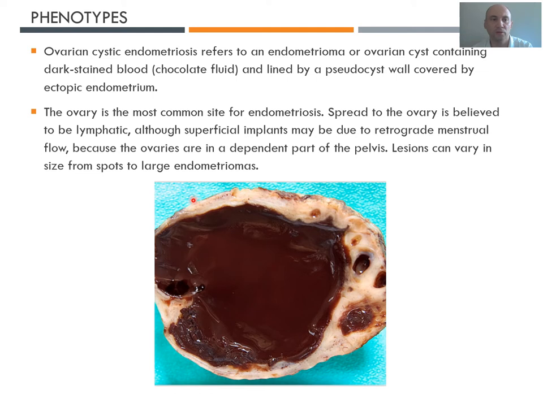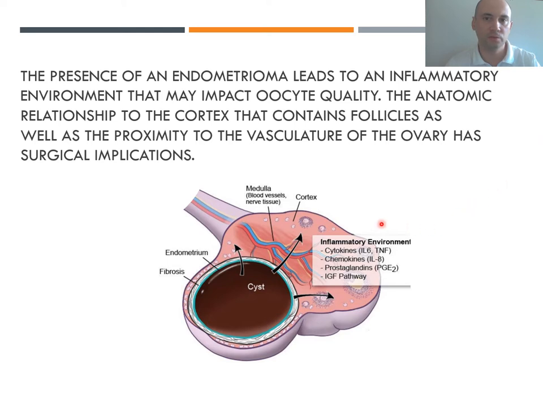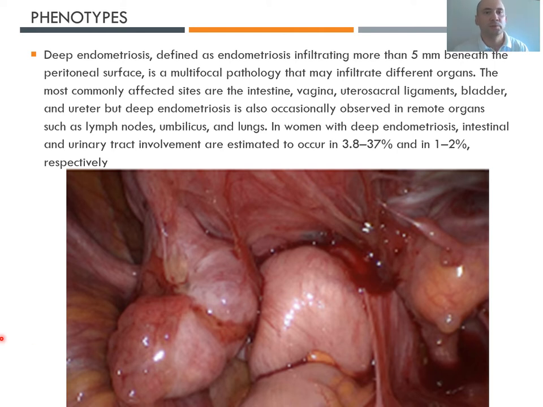covered by ectopic endometrium. The ovary is the most common site for endometriosis. Spread to the ovary is believed to be lymphatic or through superficial implants, maybe due to retrograde menstrual flow, because the ovaries are an independent part of the pelvis. Lesions can vary in size from spots to large endometriomas. The presence of an endometrioma leads to an inflammatory environment that may impact oocyte quality. The anatomic relationship to the cortex that contains follicles, as well as the proximity to the vasculature of the ovary, has surgical implications.